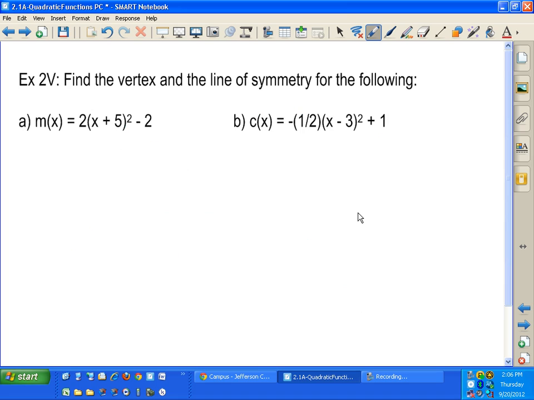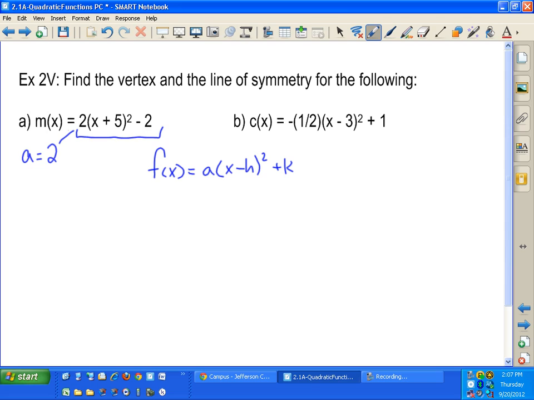Then we are going to put these two guys in vertex form. It says find the vertex and the line of symmetry. So if you remember from vertex form, we said something like f of x equals a times (x minus h) squared plus k. Well, if we look at this, you can see this guy's already in vertex form. The a value in this case is 2, which really has nothing to do with the vertex, but I just wanted to point out that it's there.